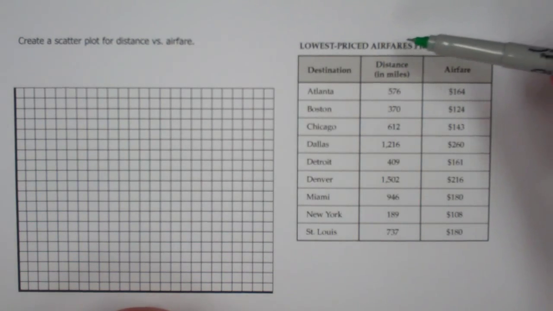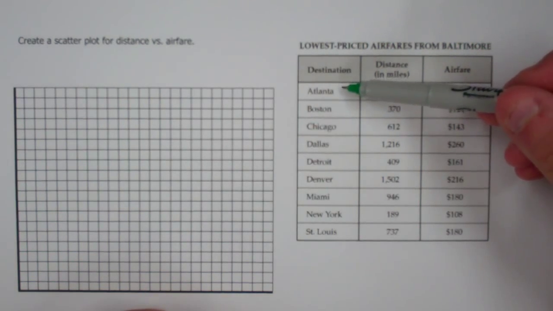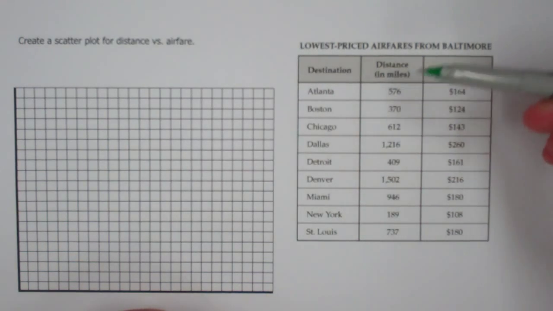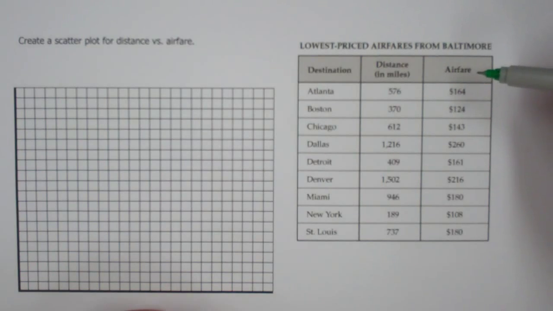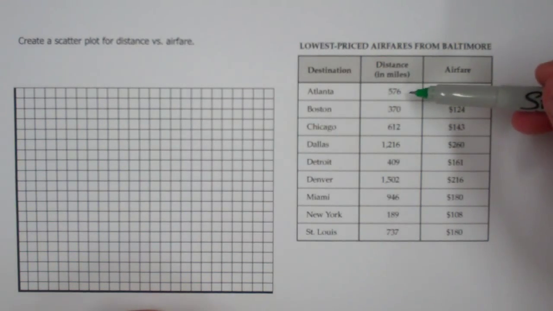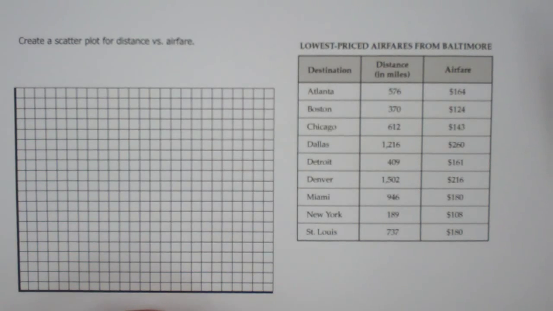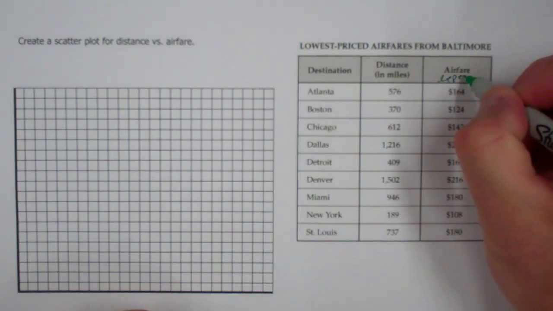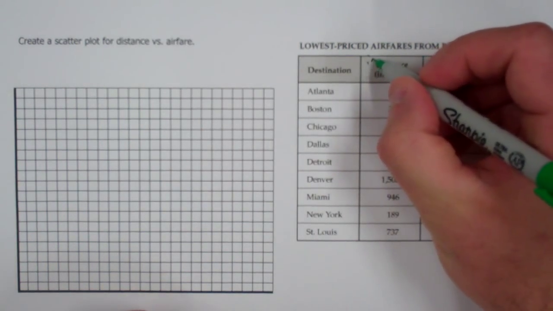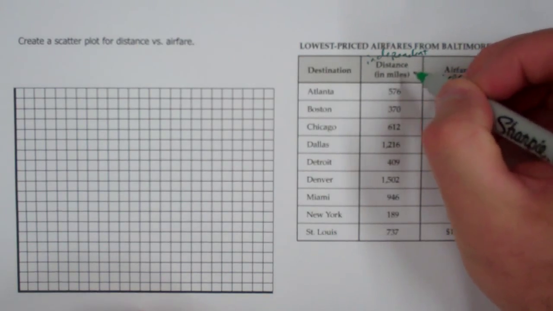So if we look at this, this looks like lowest priced airfares from Baltimore, and these are flights to these different cities. So do you think the distance flown depends on the price, or the price depends on the distance flown? Well, the second one sounds a little better, right? The price would probably depend on the distance flown. The more that you fly, the longer it takes. You've got to burn more fuel and probably pay your people more because they're working a longer amount of time. So I think the airfare depends on the distance. So airfare is dependent and the distance is independent. This will be the x-axis then.